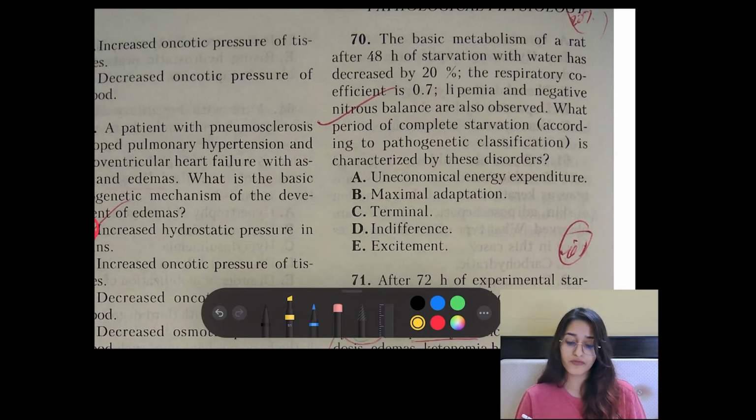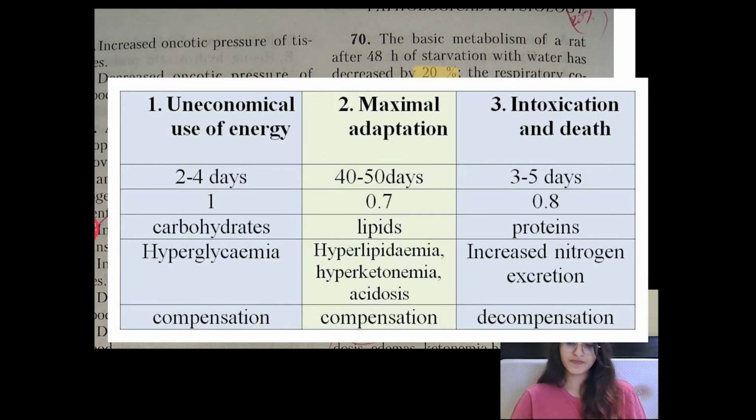Next, the basic metabolism of a rat after 48 hours of starvation with water has decreased by 20%. Respiratory coefficient is 0.7. Lipemia and negative nitrogen balance are also observed. What period of complete starvation is this? So I'll tell you, look at this table. These are the periods of starvation. The first one is uneconomical energy expenditure. Second is maximal adaptation, and third is terminal. So the first and second are the compensatory stages, and the last one is the decompensatory stage.